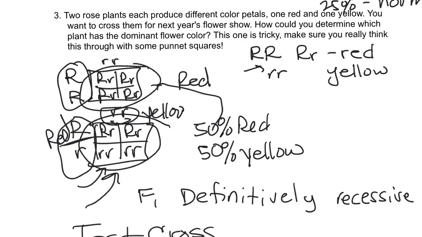When you do a test cross, you have to cross the F1 generation with a known homozygous recessive. It's also really important to note that we are assuming that when we cross these, watch your self-pollination. If I'm crossing plants, I have to make sure there's no other pollen going on. So that's also an important thing.